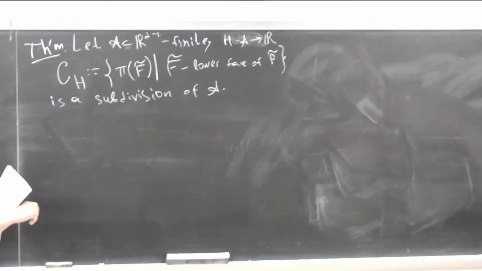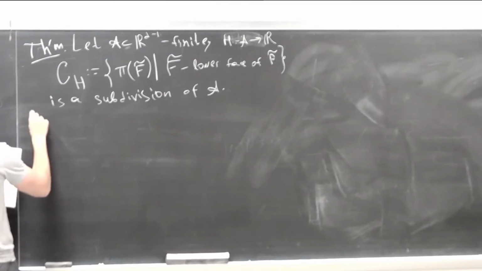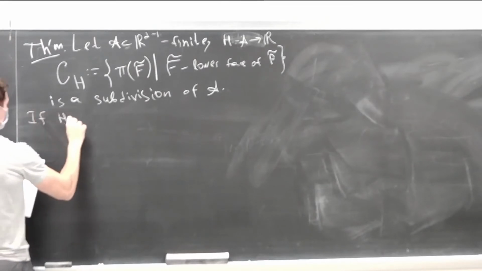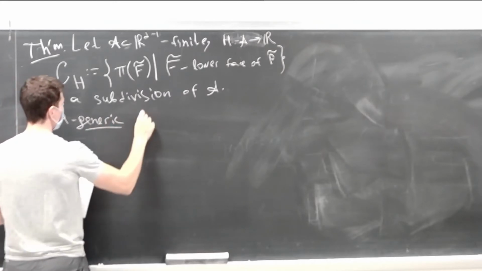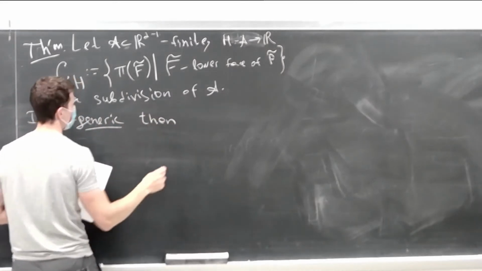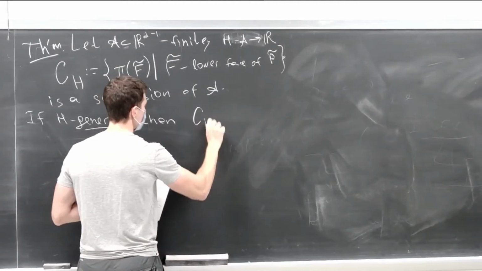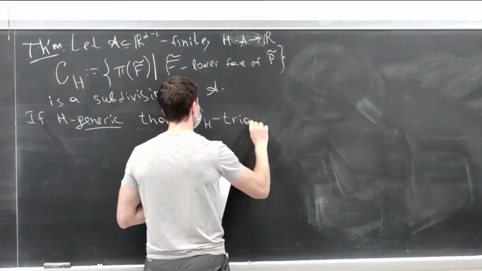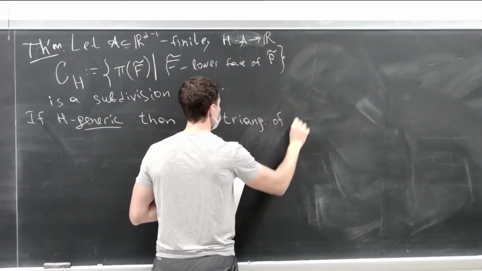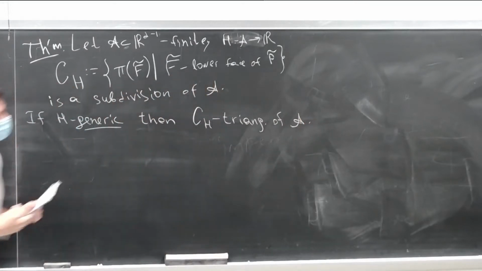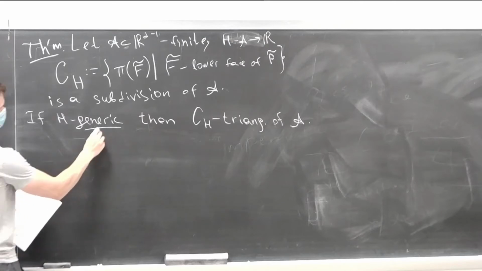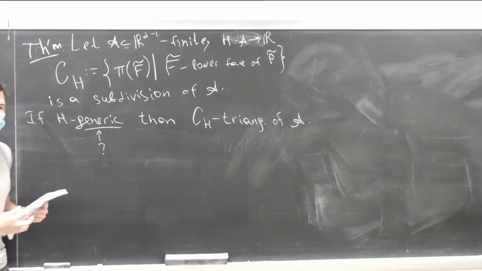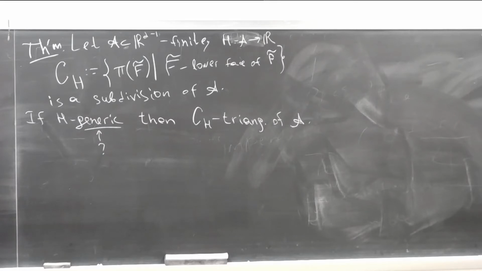And in particular, if h is generic, then C sub h is a triangulation of A. And what is generic in this case? What do I mean by generic?